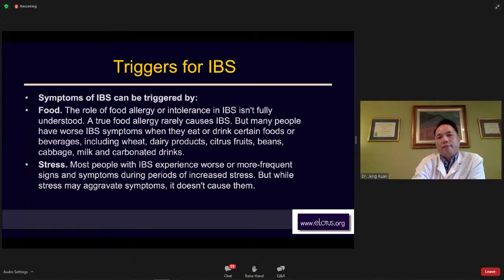Triggers for IBS. Symptoms of IBS can be triggered by food. So certain foods can cause some people to have IBS syndrome. For some people, it might be nuts, some people might be fruits or dairy products. Sometimes it could be carbonated drinks. All those, there's a possibility that those foods can cause the symptoms for some people.